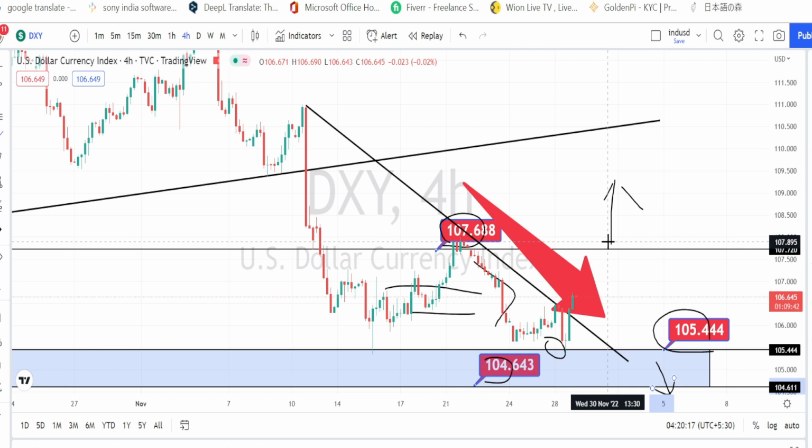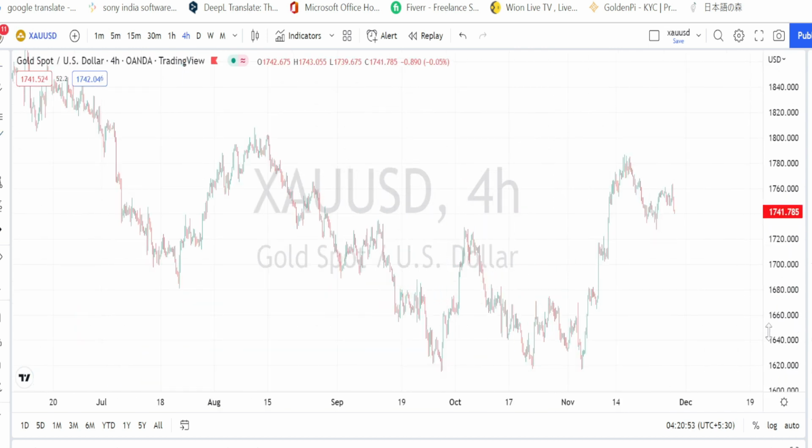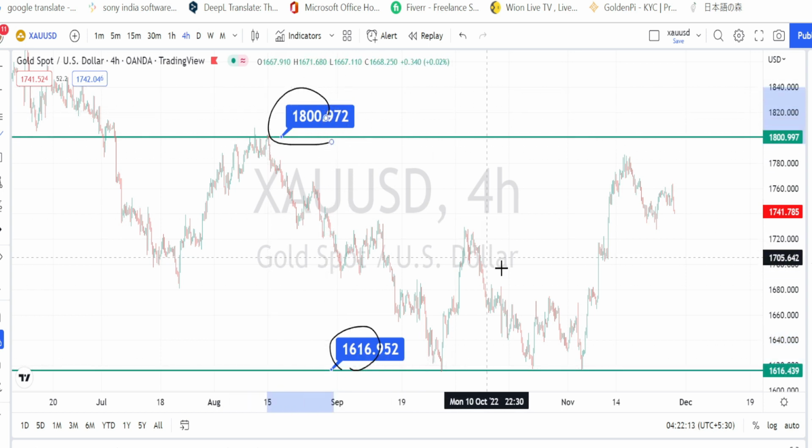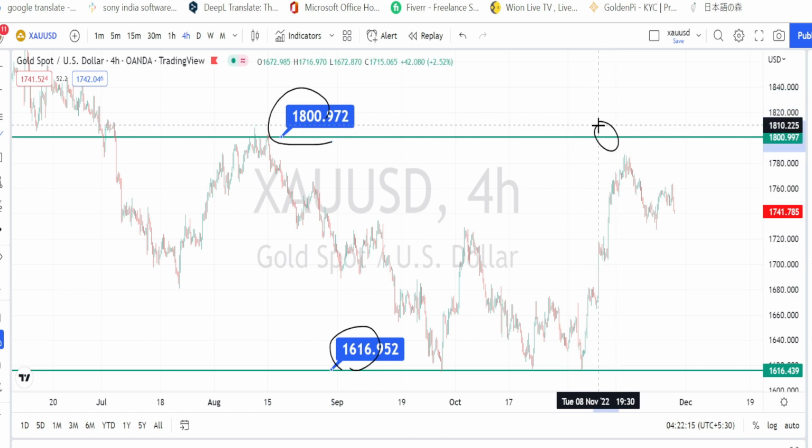Let us begin our gold analysis. I am in 4 hours time frame now. So when we look at the current support of the price action, it is around the level of 1616, and current level of 1800 is acting as a resistance level for the current price action.